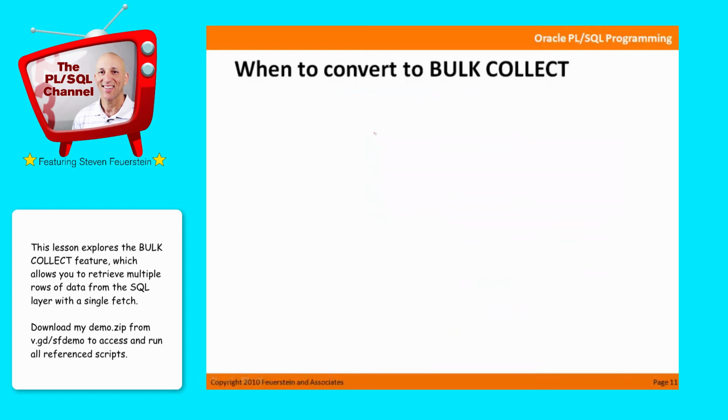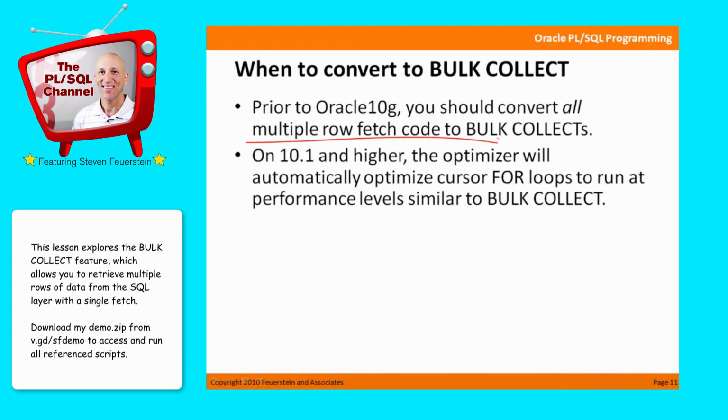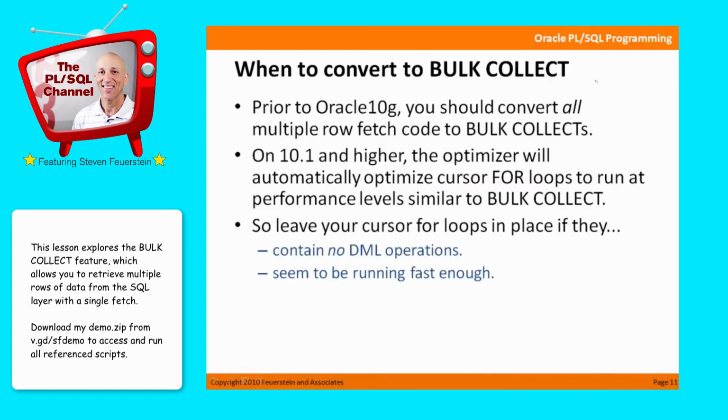So when should you convert to bulk collect? If you're not yet running on Oracle 10, and hopefully all of you are, but if you're on Oracle 9, then you should be ready to convert every single multiple row fetch in your code to bulk collect, because Oracle will not automatically do that for you. But the really cool thing is that in Oracle 10.1 and higher, the compiler comes with an automatic optimization process. It will automatically optimize cursor for loops to run at a performance level similar to bulk collect. It's not actually the same thing as bulk collect. It's in C code, but it has the same effect on performance.